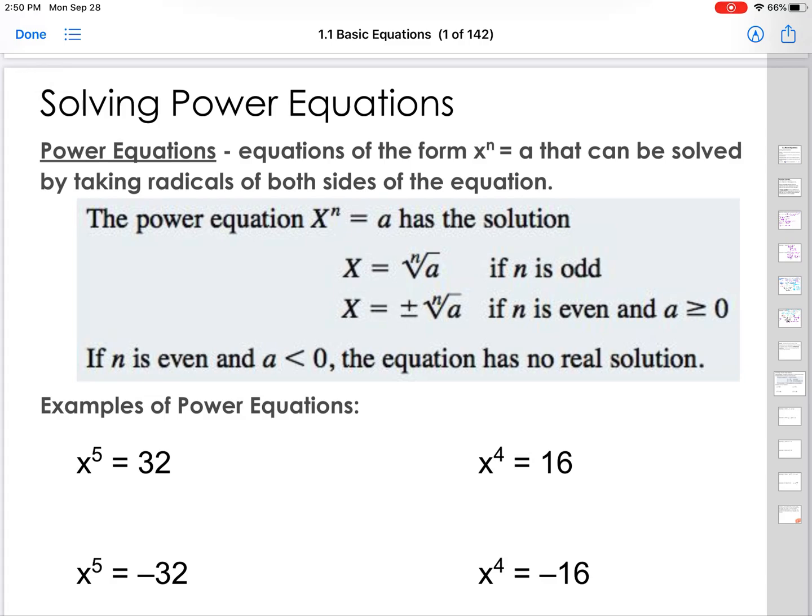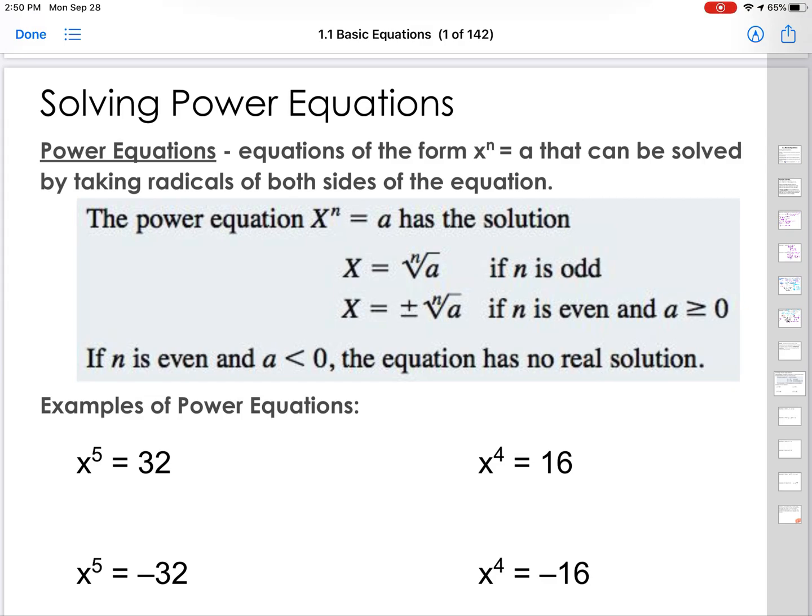So when we're solving power equations, what we're really talking about is having exponents here. Power equations are equations of the form x to the n equals a, and that can be solved by taking a radical, whether it's the square root, the cube root, the nth root, the whatever root, okay? So the power equation x to the n equals a has the solution x is equal to the nth root of a, and that's if n is odd.